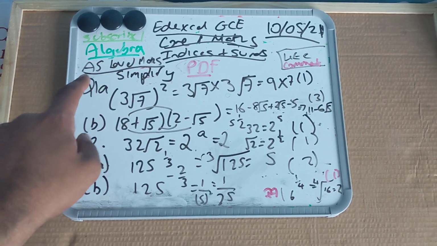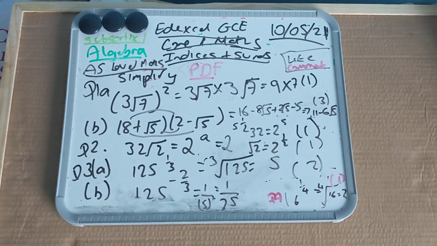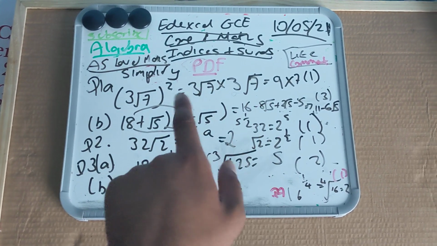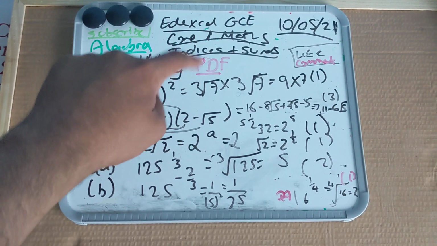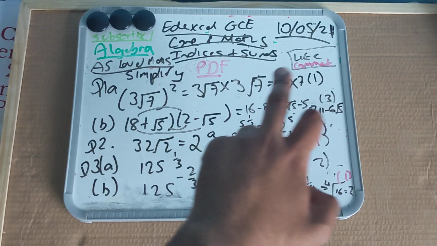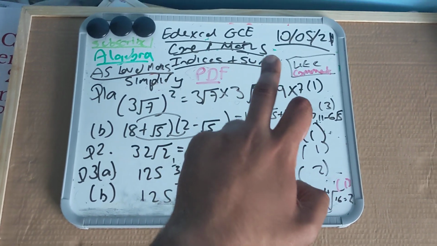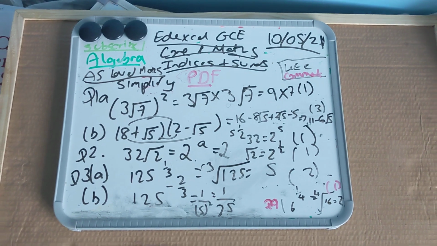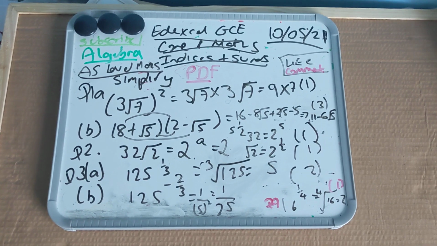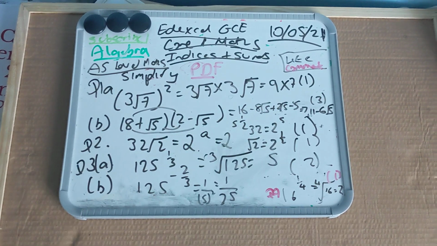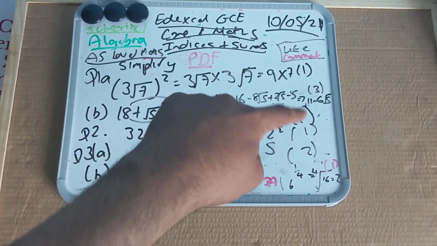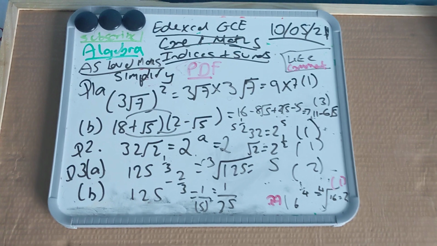Question 1. Simplify 3 root 7, all squared. Squared means multiply by itself, so I've got 3 root 7 times 3 root 7. Now the rules of surds: 3 times 3 is 9. Root 7 times root 7 gives us 7, because root 7 times root 7 is root 49, which is 7. 9 times 7 is 63. So the answer to question 1A is 63, and it is worth 1 mark. When you see these little marks in the brackets, it is the number of marks the question is worth.